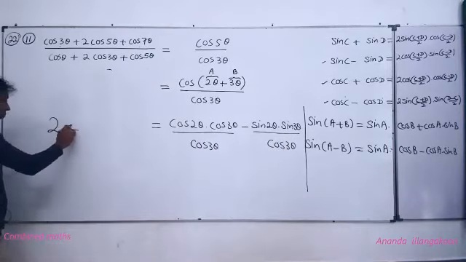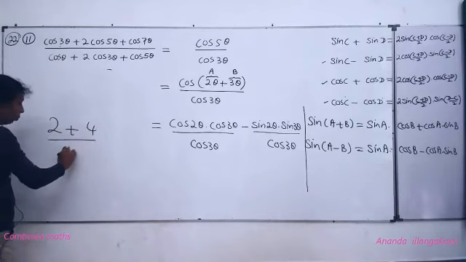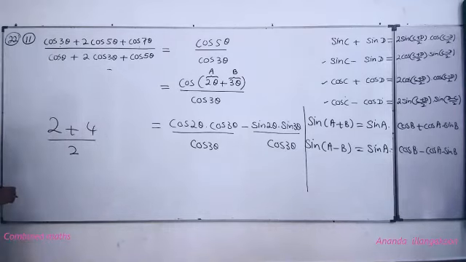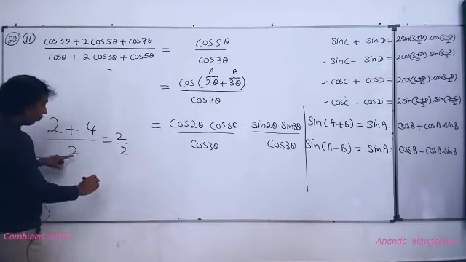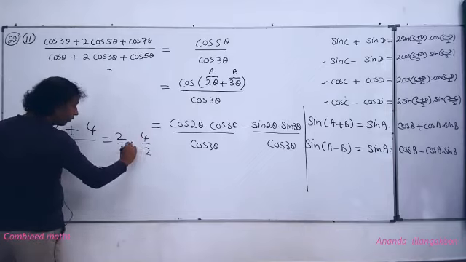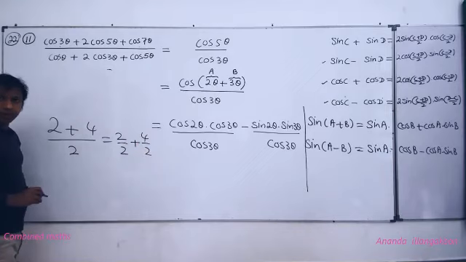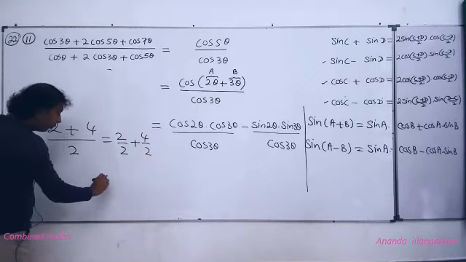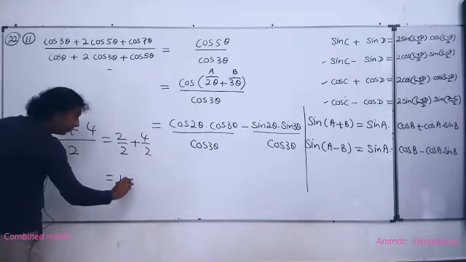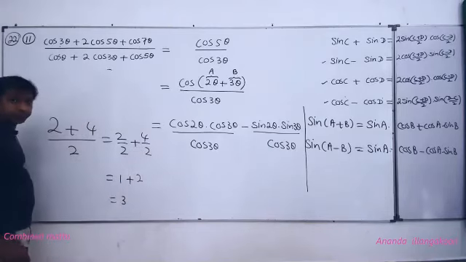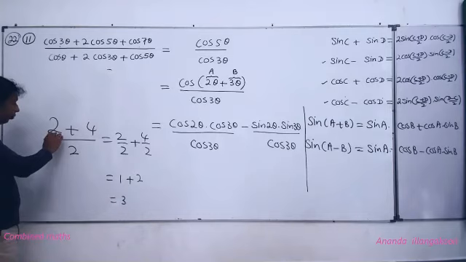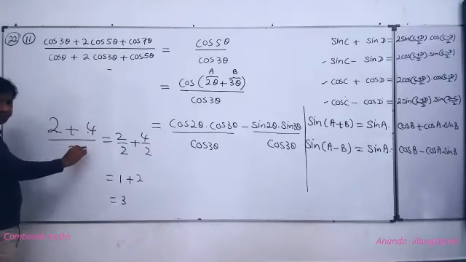You are given 2 plus 4 should be divided by 2. People, what do you mean by this? Divide this 2 by 2. Divide this 4 by 2. That's the meaning of that. 2 divided by 2 is 1. 4 divided by 2 is 2. 1 plus 2, this is 3. Now, 2 plus 4 is 6, and 6 by 2 is 3.